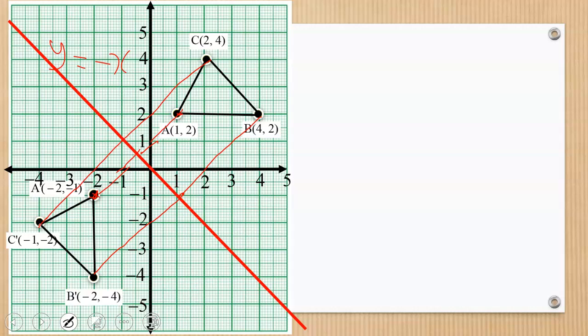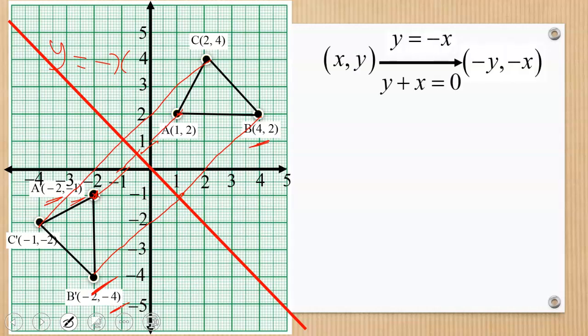And if you observe the A, B, and C, you can pause the video and look at it critically. The point A, which is 1, 2, its image became -2, -1. The point B, which is supposed to be 4, 2, became -2, -4. That means the point will swap and then we attach negative to both sides. So using y equals -x as your mirror line, if your value is xy, it becomes -y, -x. And again, y equals -x is the same as writing y plus x equals 0. They are the same. Good.